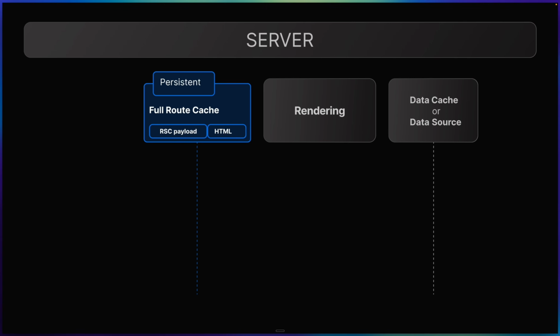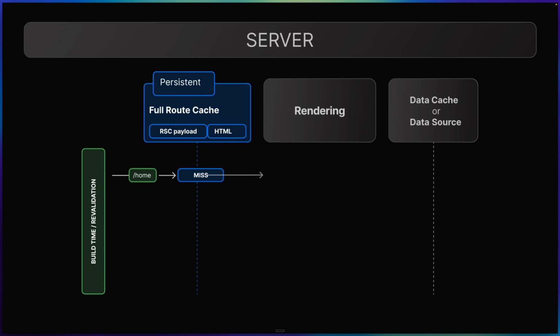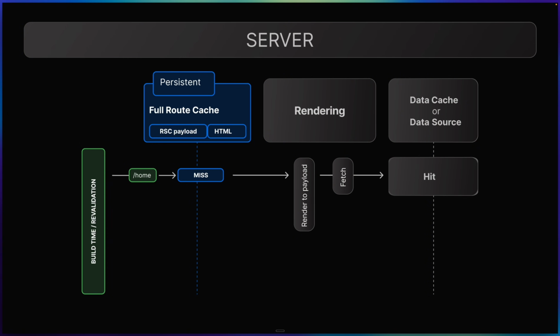So let's see what happens during the build. Let's say we are building the home route, and since it hasn't been cached yet, Next.js checks the full route cache and gets a miss. So it kicks off the rendering process. During this build-time rendering, it fetches any data needed, generates the React server component payload, which is basically structured instructions for how the page should be built, and renders the HTML. Once this is done, both the HTML and the payload are saved in the full route cache, ready to be reused. Now when a user actually visits that route, Next.js can skip all that work. It pulls everything, the HTML, the RSC payload, straight from the cache.